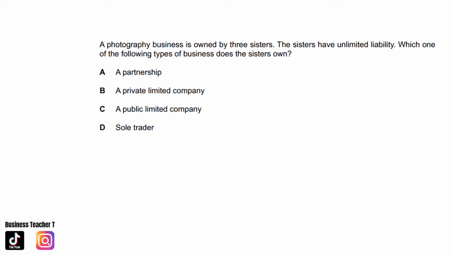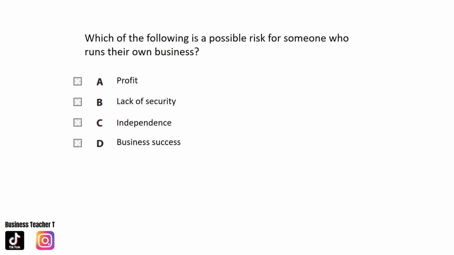The answer is A. a partnership. Which of the following is a possible risk for someone who runs their own business? Is it A. Profit, B. lack of security, C. independence, or D. business success? The answer is B. a lack of security.